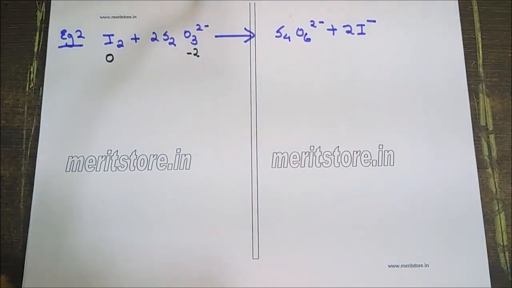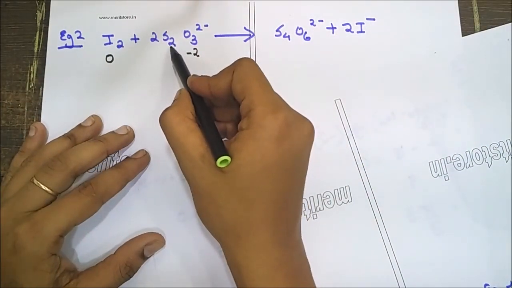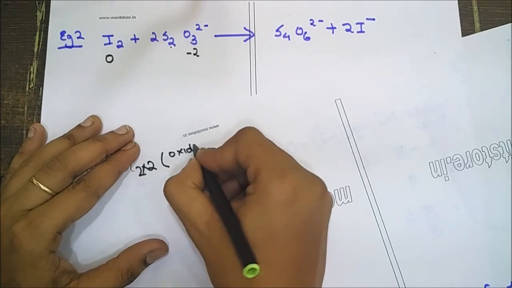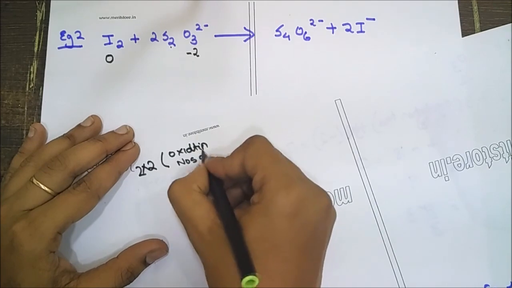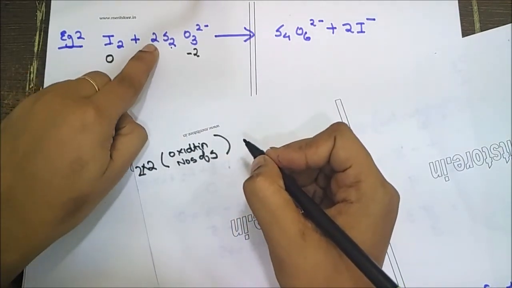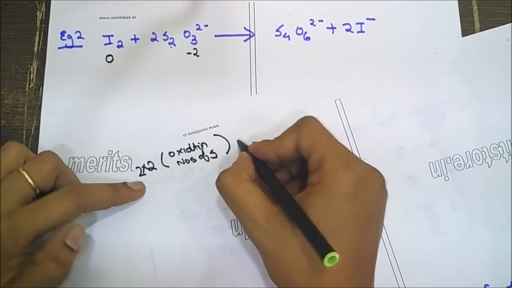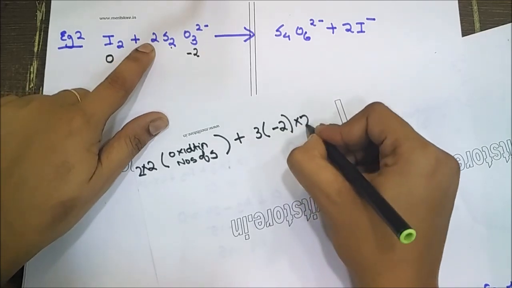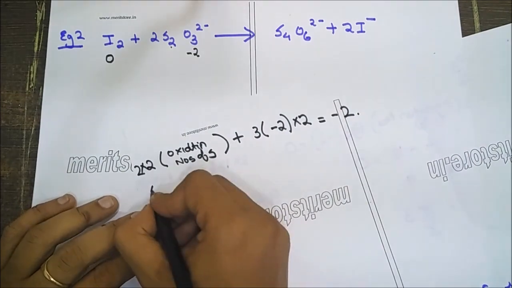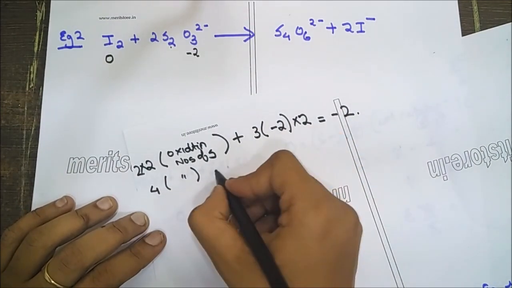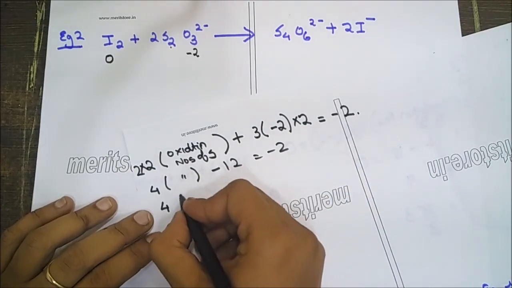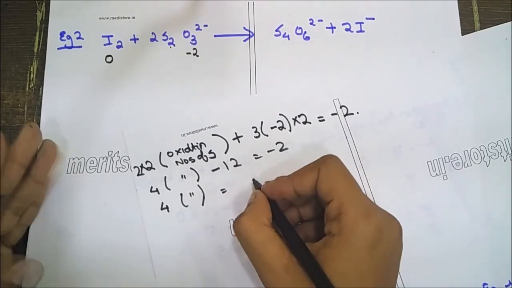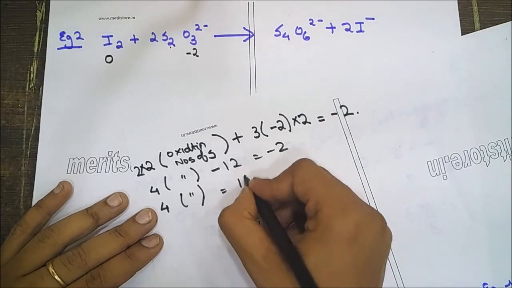If you want to explain, how do we calculate the oxidation number of S2? See, it's going to be this way. 2 into 2 into the oxidation number of S. 1, 2 because there are 2 sulfur atoms, and this 2 because 2 such ionic species are here. Plus 3 into the oxidation number of oxygen, which is minus 2, and because there are 2 such ions, it will be 2 here. This has to be equal to minus 2. So this is 4 into the oxidation number of sulfur. 2 2s are 4, 4 3s are 12. So this is minus 12 is minus 2. So 4 into the oxidation number of sulfur, minus 12 goes on that side, becomes plus 12. So this would give us 10.